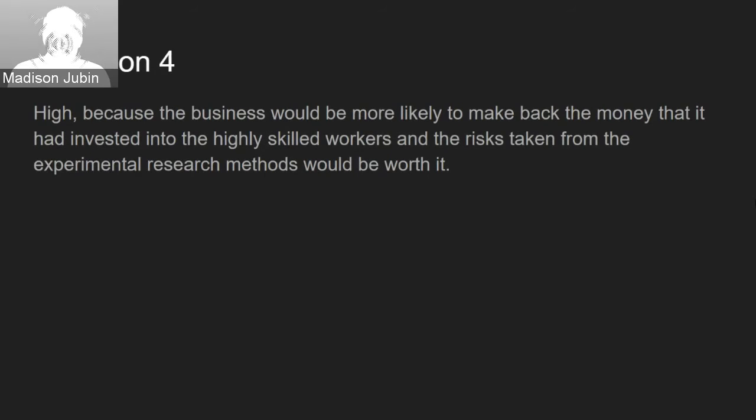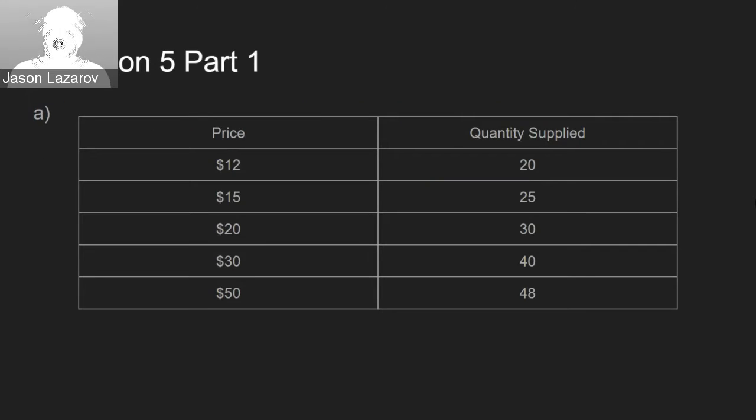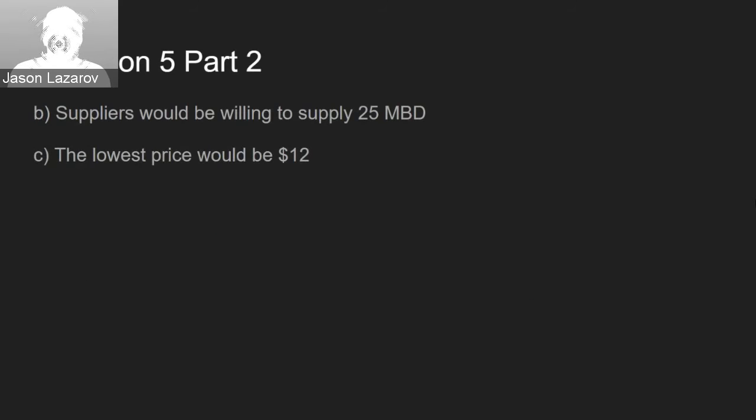For question 4, the pharmaceutical business would only take these measures if they thought that the drug was going to be sold at a high price, because it means they are more likely to make back all the money they had invested into the highly skilled workers, and the risks taken from the experimental research methods would be more worth it. For question 5A, this is the table we've made according to the results from the graph. For 5B, the suppliers will be willing to supply 25 million barrels per day for a price of $15. And for 5C, the lowest price would be $12.